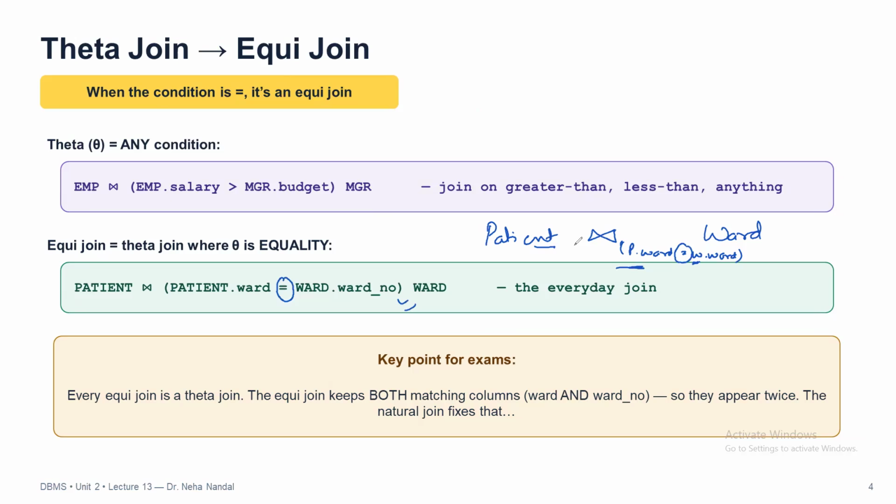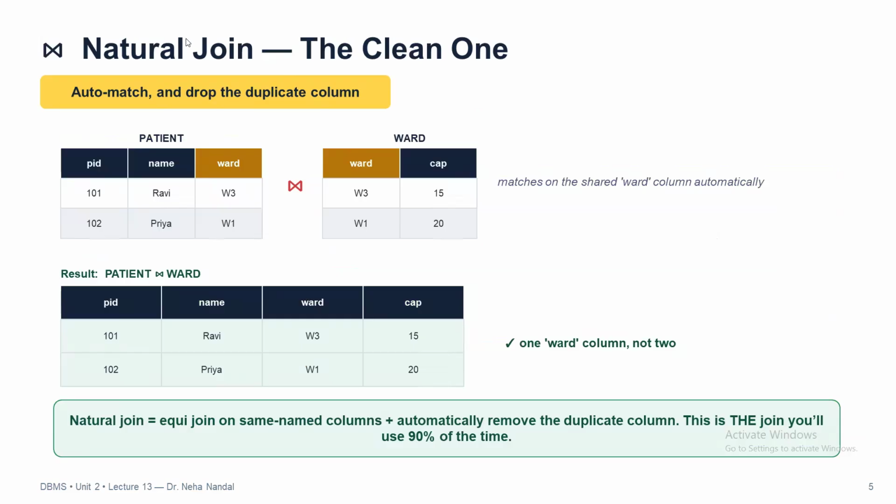So how will it get fixed? By utilizing natural join. As we already discussed, natural join will remove the duplicates and it will automatically match the same columns. So this is our natural join. See what is happening over here. We have two tables, patient and ward, the same scenario we were discussing with the equijoin. We are performing a join on this, and for natural join, the symbol is this only. No theta, no equal to, nothing. Directly natural join: patient natural join ward.